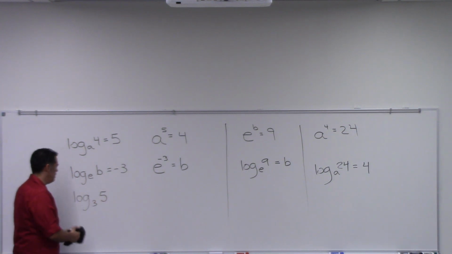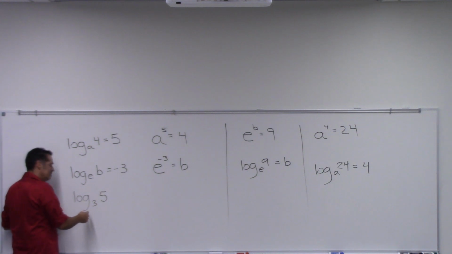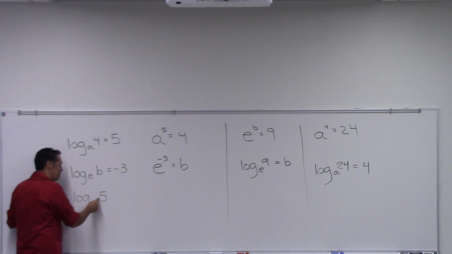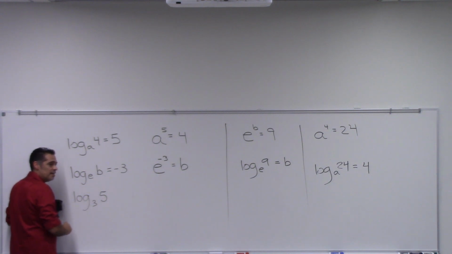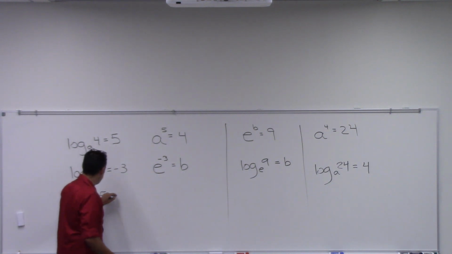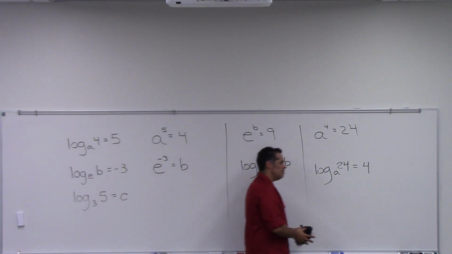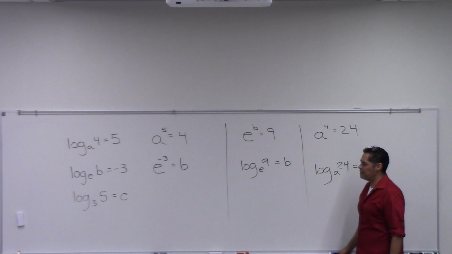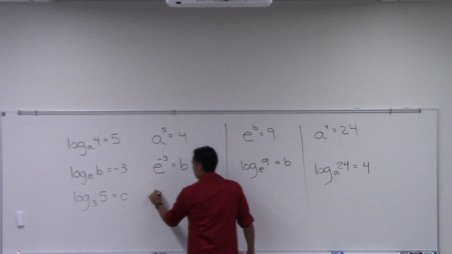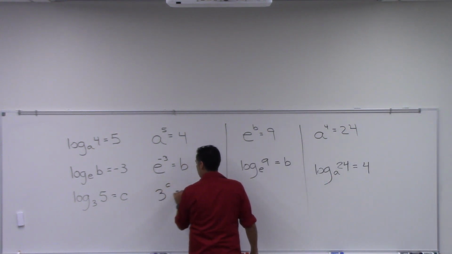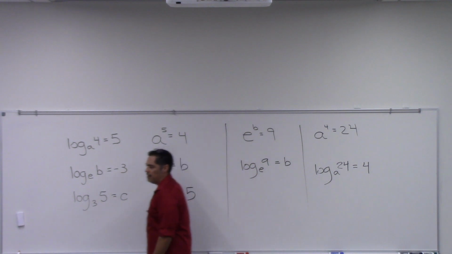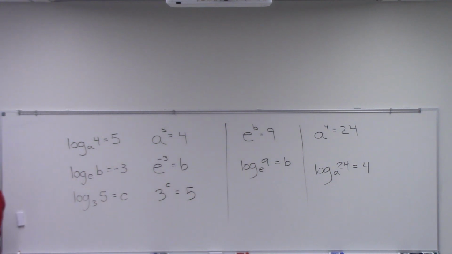Log base 3 of 5. Did you hear the way I said that? Log base 3 of 5 is the way I say that. Log base 3 of 5 equals c. So is it c to the third power, 3 to the c power, 5 to the c, c to the 5? 3 to the c is equal to 5. All right. We're sailing now.